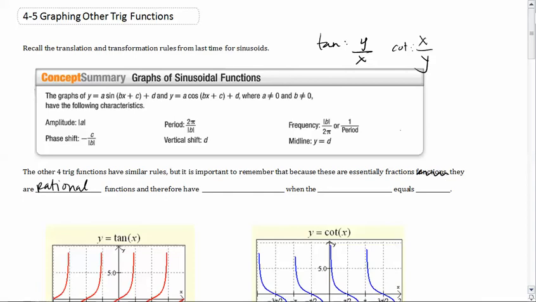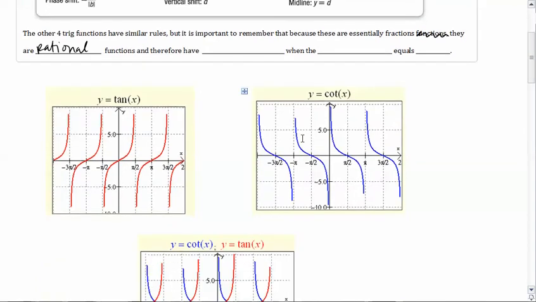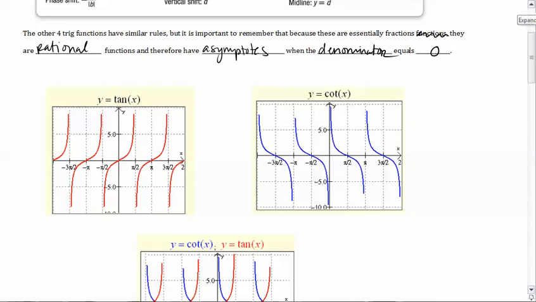But we know that the other ones are the reciprocals of our original, so we have 1 over x, 1 over y, etc. So when we have rational functions, we know we have asymptotes whenever the denominator is equal to 0. So this is the difference of these 4 trig functions compared to the first 2. In the first 2, sine and cosine, we don't have any asymptotes. They're just periodic functions. They continue, no problems. Well, for tangent, cotangent, cosecant, and secant, we have asymptotes because we have a denominator, so we have an opportunity for that denominator to equal 0.